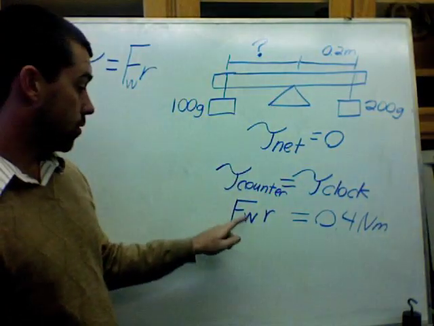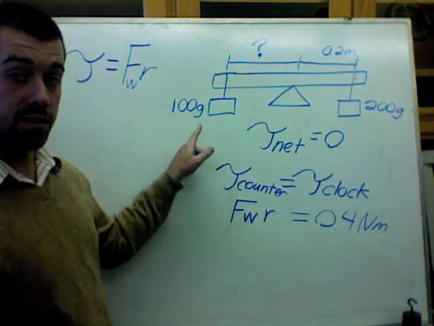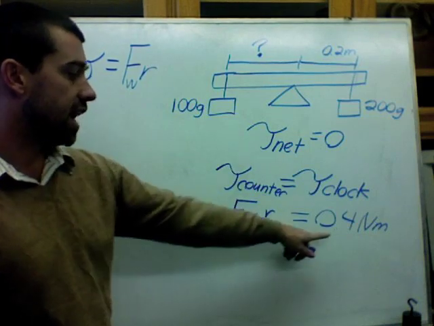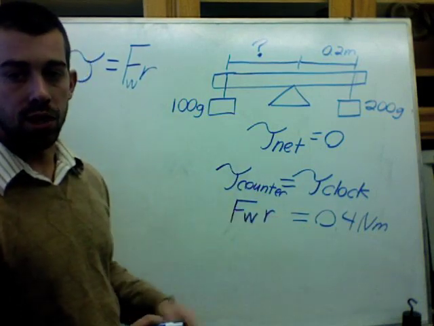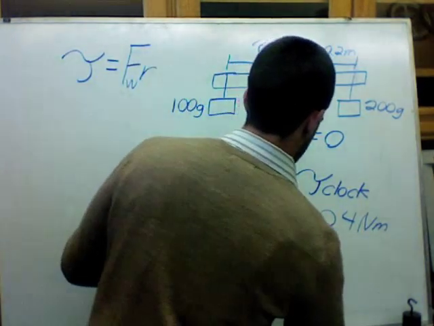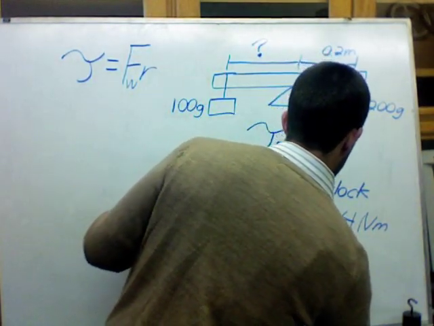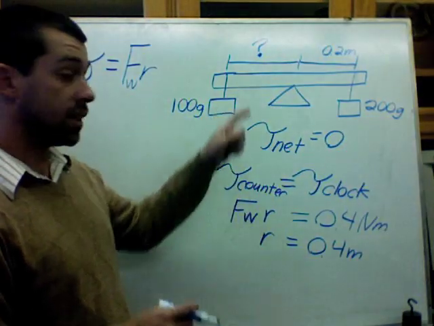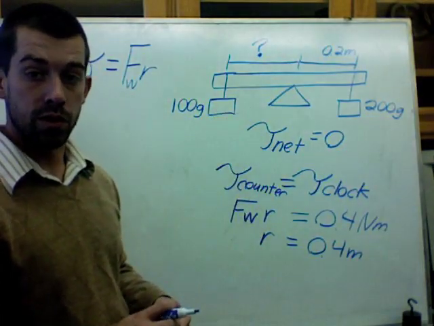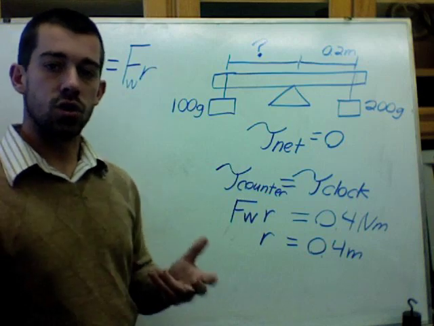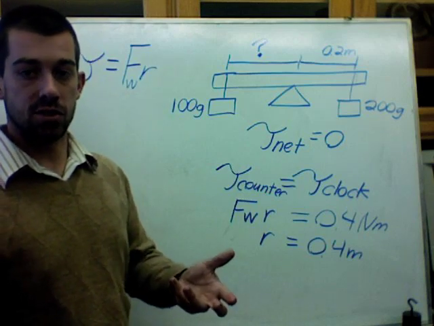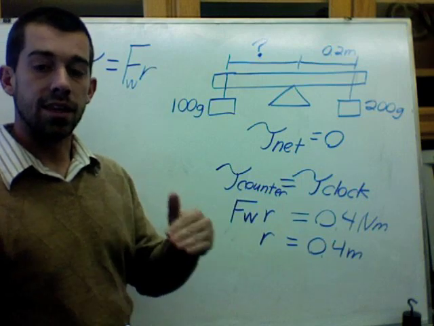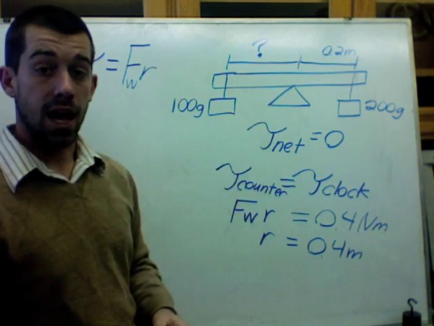And then, since we know that the force of weight from this 100 gram mass is 1 Newton, we can divide this side by that 1 Newton and find that the radius up here is 0.4. Again, this is all made possible by our realization that this is not accelerating, and therefore the net torque has to be zero.